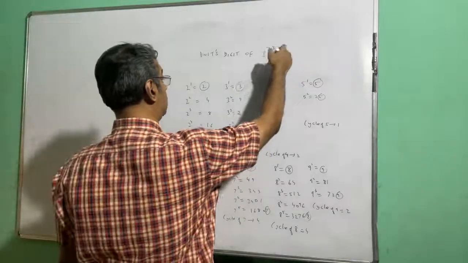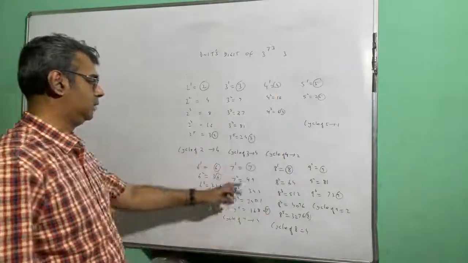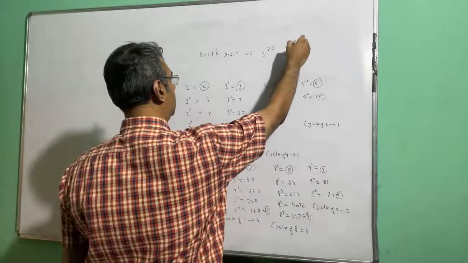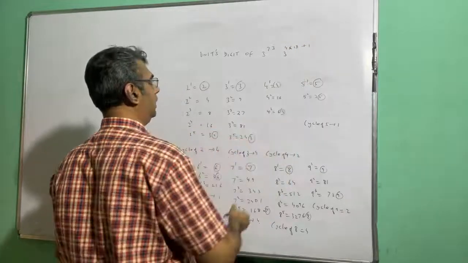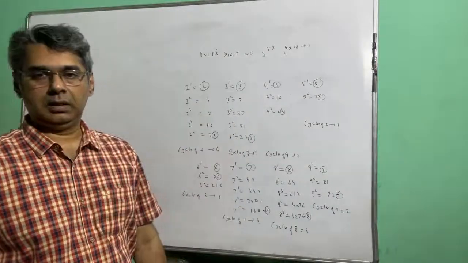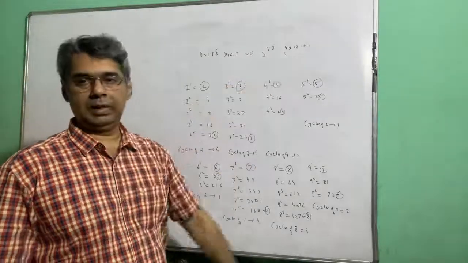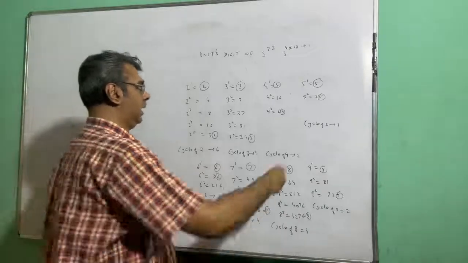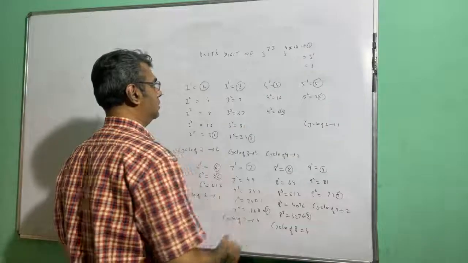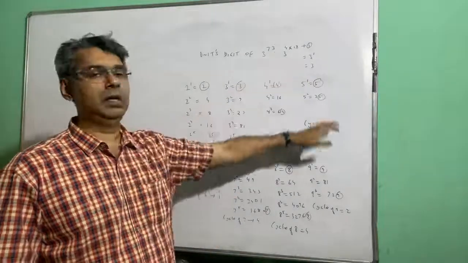For the units digit of 3 to the power 73, I will have to see what is the cycle of 3. The cycle of 3 is 4. So it will be 4 into 18 plus 1. 73 has to be written in terms of a multiple of 4. So 73 is 4 into 18 plus 1. This plus 1, we will use to write the remainder, so as to write the units digit. So the units digit of 3 to the power 73 will be 3.